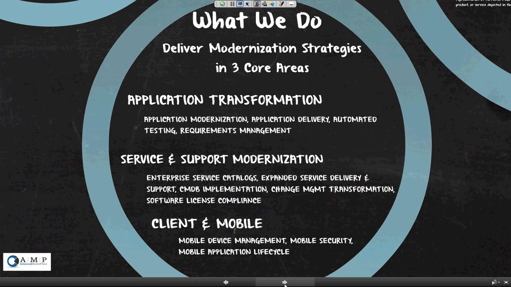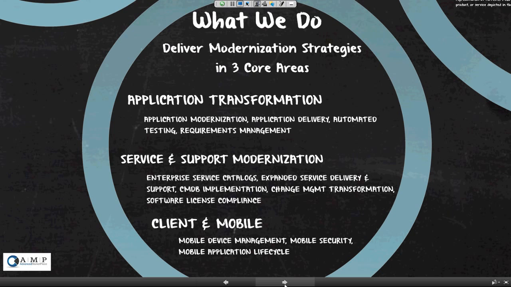So specifically for Advanced MarketPlace, we focus in three areas that really can't be separated today with technology the way it is, and that's in application transformation, service and support modernization, which is really what our talk today revolves around, and then client and mobile device modernization. All three of those are very tightly related these days with the way things are going.